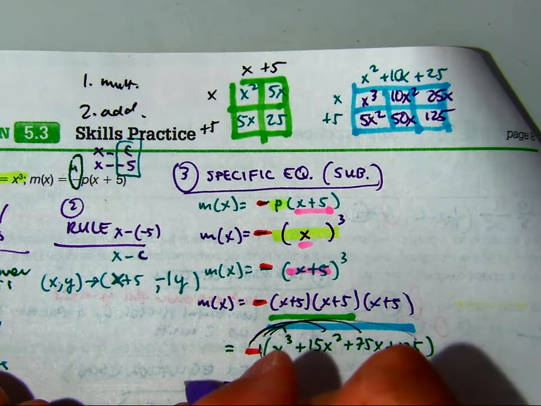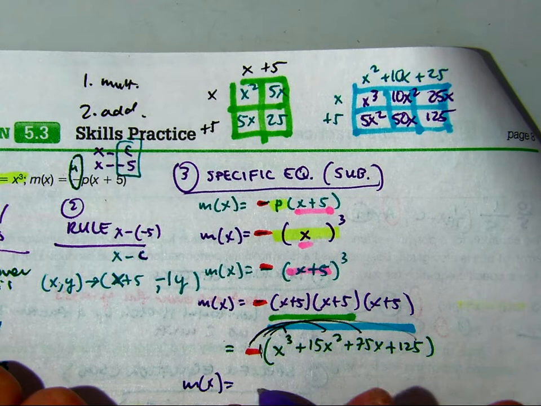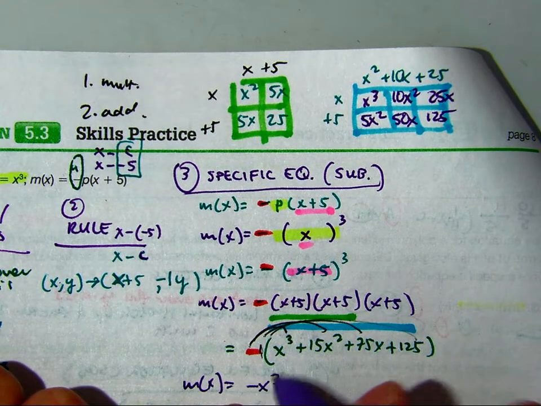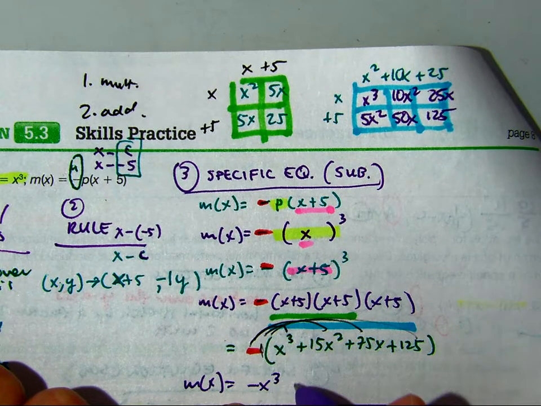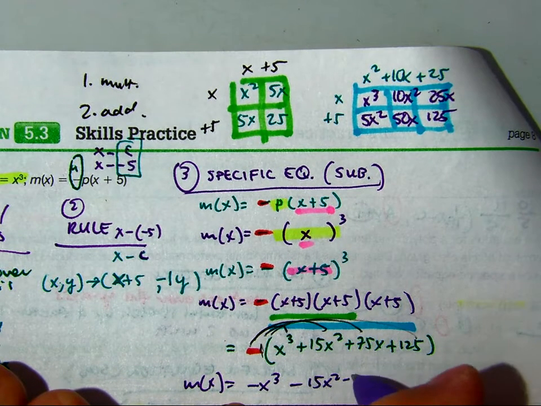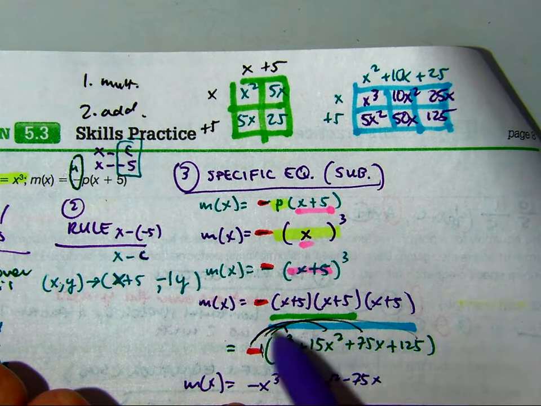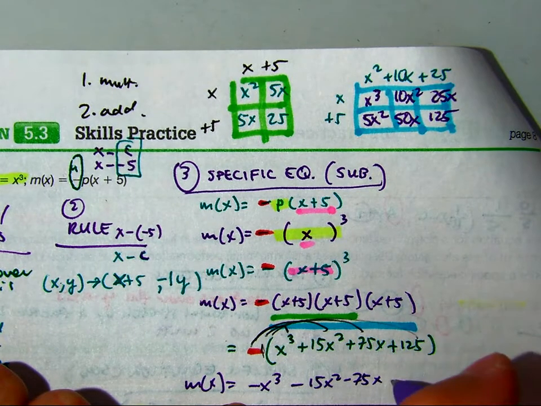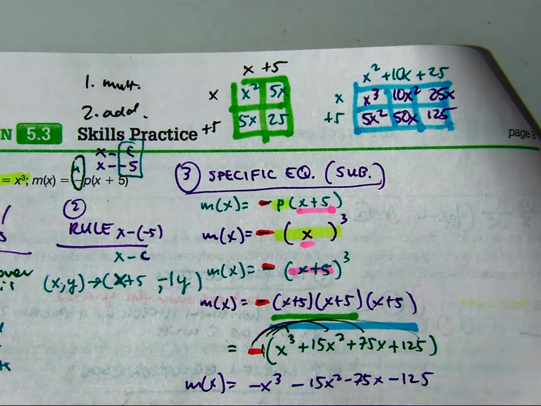So my answer is m of x is going to equal negative x cubed, negative 15x squared, and this one is negative 125. Whew. What a problem.